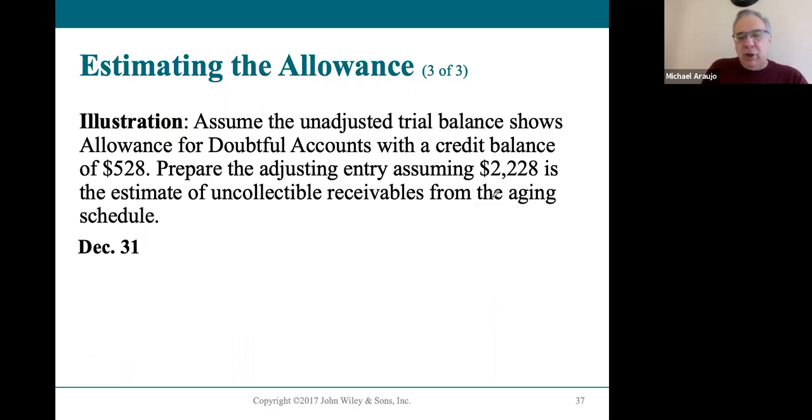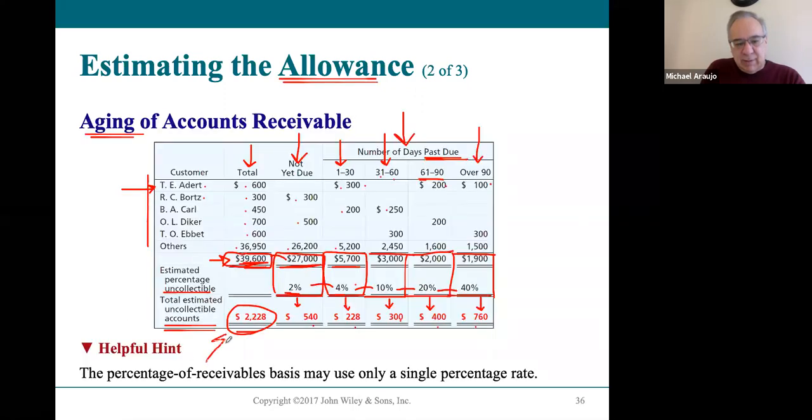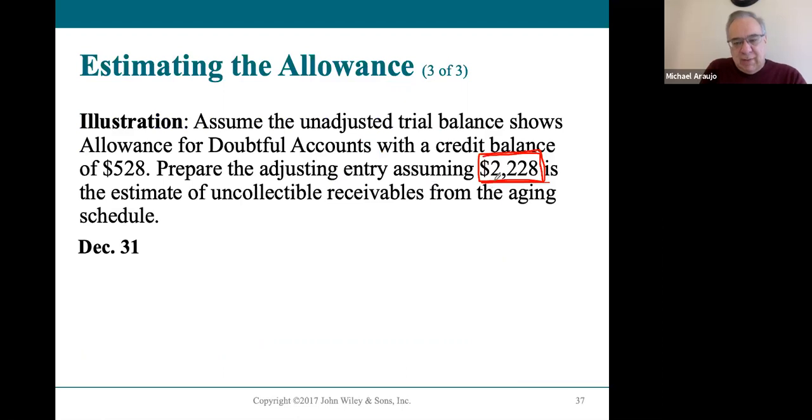So remember, you have assumed now, based on that, that your allowance, this is what your allowance is going to be: 2,228. You have said that should be your allowance. Well, sometimes the allowance for doubtful accounts at the end of the year already has a balance in it. In this case, your allowance account already has a $528 balance. You want the balance to actually be 2,228.